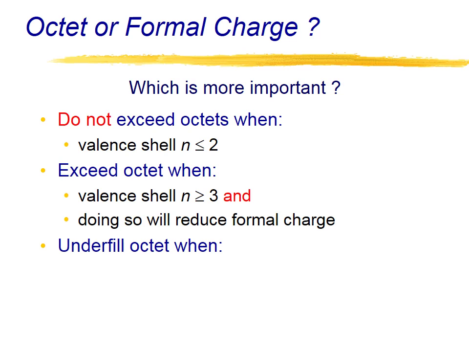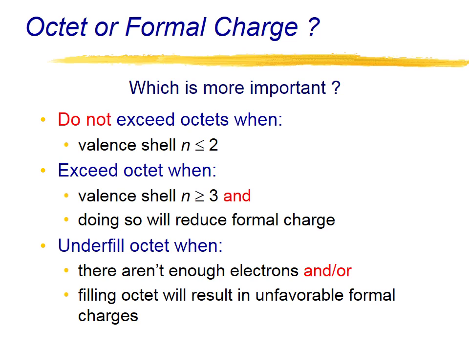Now, underfilling an octet is okay, but basically that happens when there aren't enough electrons to go around. And when taking that small number of electrons to fill an octet will give you a bad formal charge distribution, a positive fluorine is usually how this happens. So watch out for that. And don't do it.